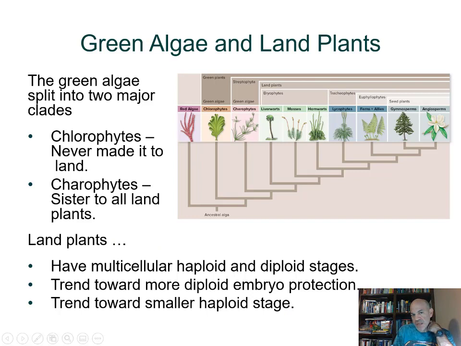So the evolution of land plants includes the story of their origins going back to where green algae and land plants share this common ancestor. And so the green algae themselves, you look at this cladogram here, there's two major clades within the green algae, and this is seen on the right here. So you have this green algae right here and this one right here.